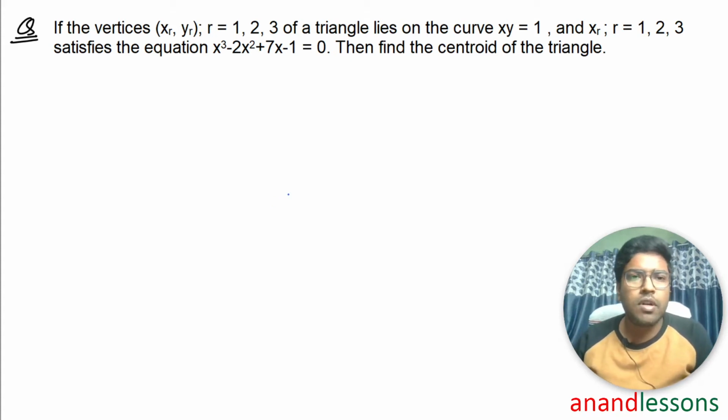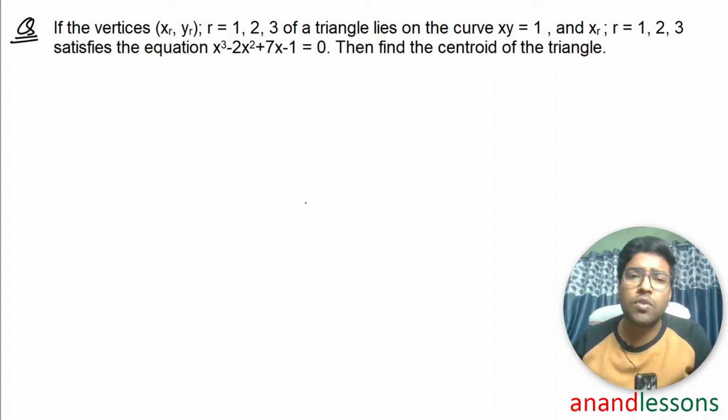The question is, if the vertices (xr, yr), where r equals 1, 2 and 3, of a triangle lie on the curve xy equals 1 and xr satisfies the equation x cube minus 2x square plus 7x minus 1 equals 0, then find the centroid of the triangle.